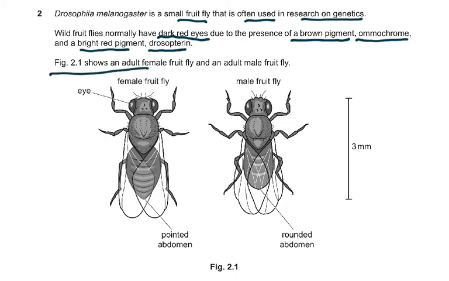Figure 2.1 shows an adult female fruit fly and an adult male fly. So here we've got the female and here we've got the male. You can see the female has a pointed abdomen and the male has a rounded abdomen. You can see this round shape, and this one is a little pointed. And you can see this is only 3 millimeters, not very big.